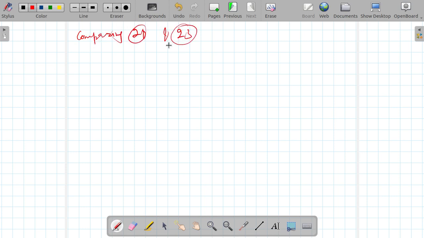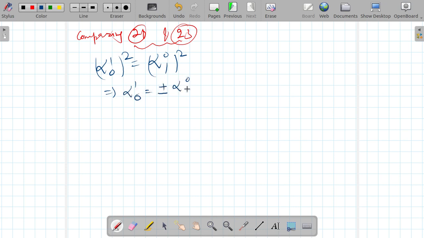And 23. So both are identical to the same term. So keeping that in mind, alpha 1 0 squared must be equal to alpha 0 1 whole squared. So this leads to the conclusion that alpha 1 0 must be equal to plus minus alpha 0 1, and this is equation number 25.